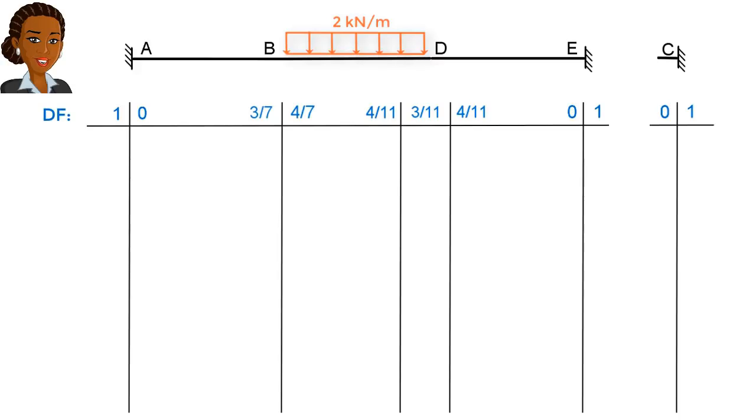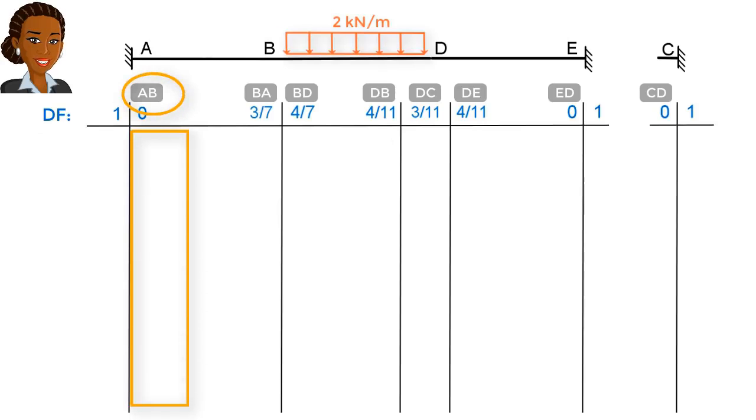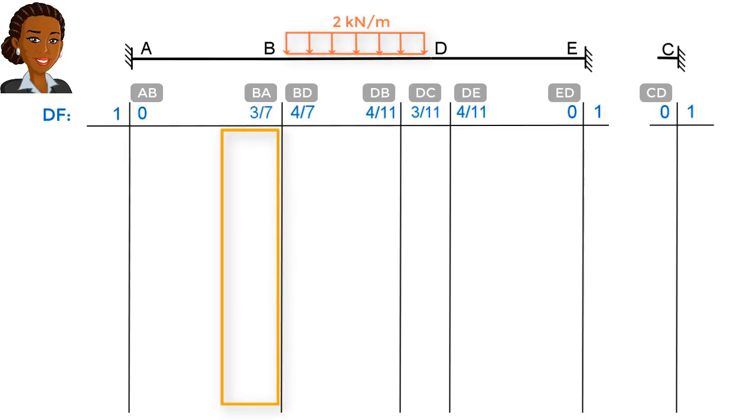To add clarity to the table, let's label its columns. I am going to label this column AB. This means the column contains bending moment values for the lower end of member AB. And this column I label BA. It is for bending moment values at the upper end of member AB. We label the remaining table columns in a similar manner.